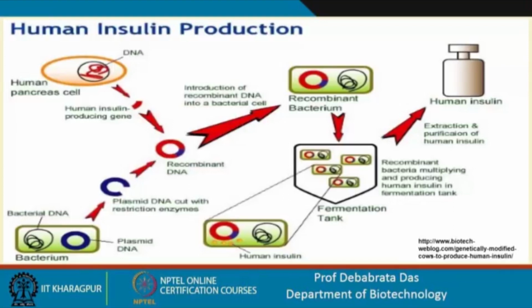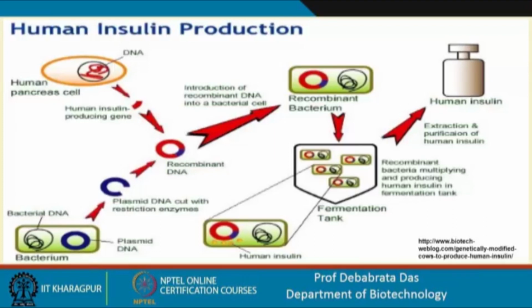Let me repeat the process again. This is the human pancreas where the insulin gene is located. We have to take out the gene, you can see this is the gene, and this is the bacterial plasmid. We cut the plasmid with the help of restriction enzyme, and after that you insert the gene in this plasmid, and then you overexpress the protein in E. coli. After overexpression, you have the competent cells, and you grow these competent cells in the fermentation media, so that you can get more cells.